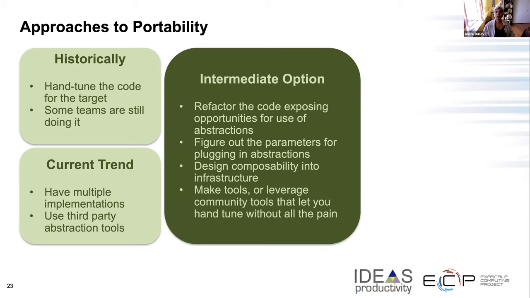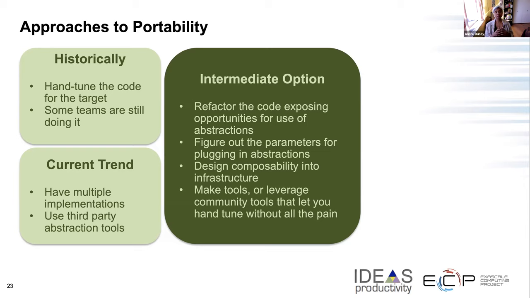This intermediate option is for people to know and understand their code and refactor the code whereby they expose opportunities for use of abstractions. As they are exposing these opportunities, they should also figure out the right kind of parameters using which these abstractions can be plugged into their design. It's almost a given that some sort of composability should be built into infrastructure, because component-based code and composability is key to minimizing the code that has to be either specialized or duplicated in order to obtain good performance on these heterogeneous platforms.